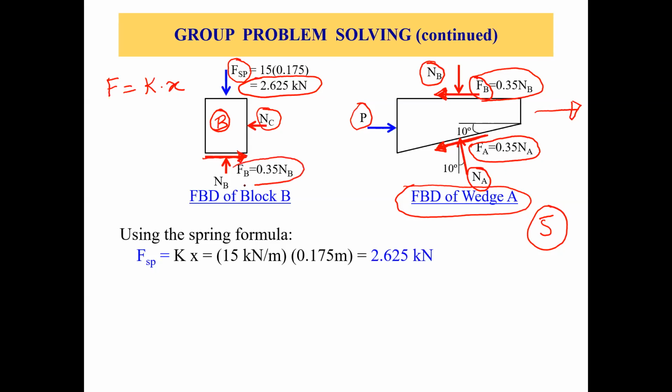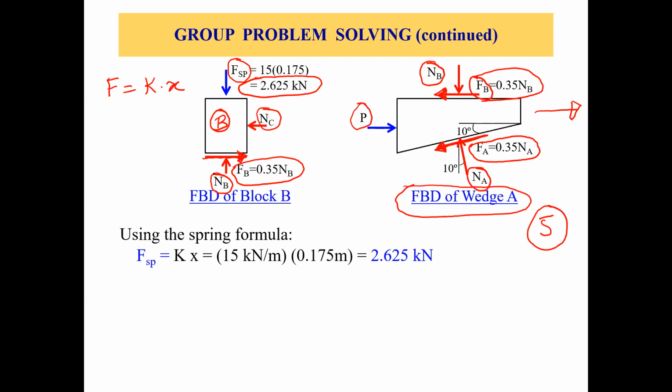And the magnitude would be same, 0.35 times normal force, N sub B, right? And N sub B would be equal and opposite to the N sub B, which is acting on top of wedge A, right? So N sub B would be acting upwards and the magnitude would be same as what we have on top of wedge A. Okay, so with this we are done with the free body diagram of this block B.